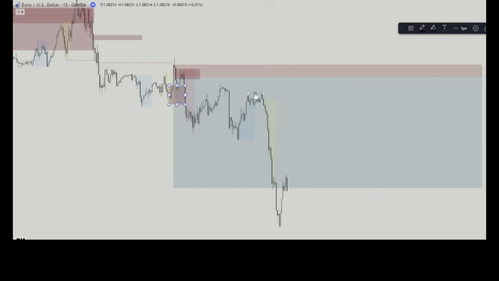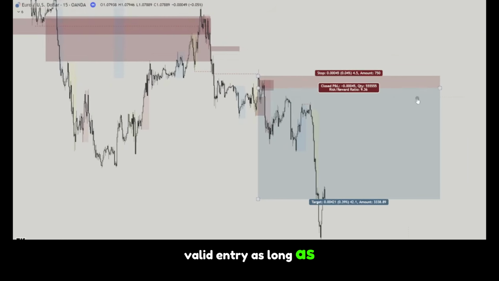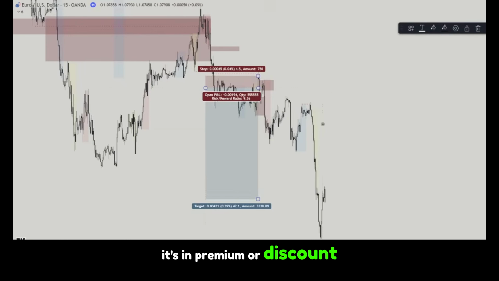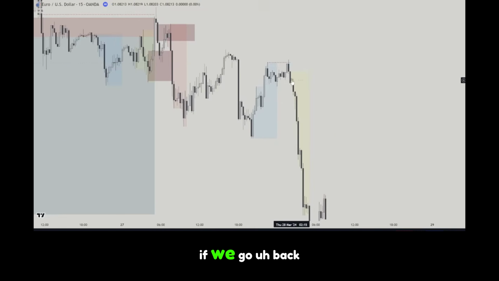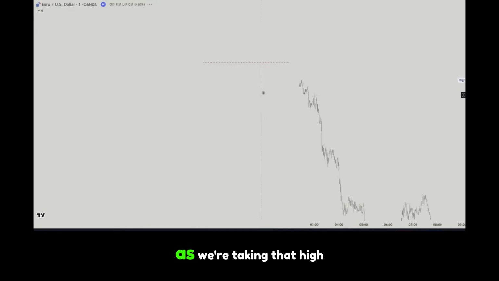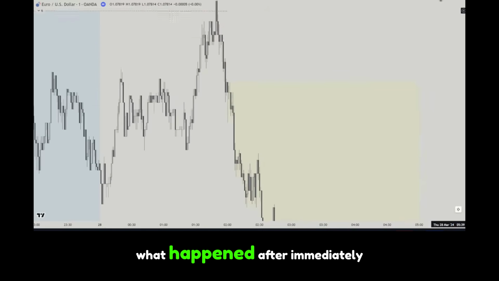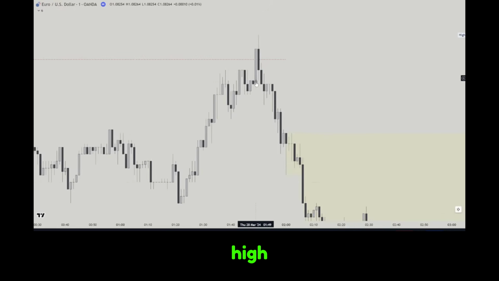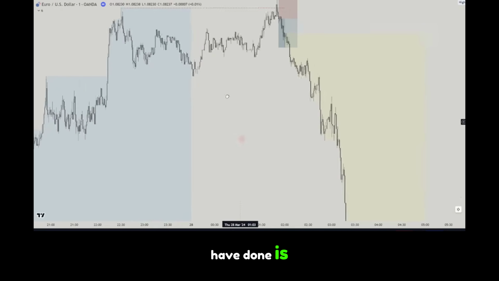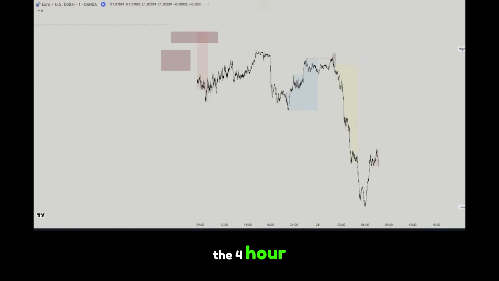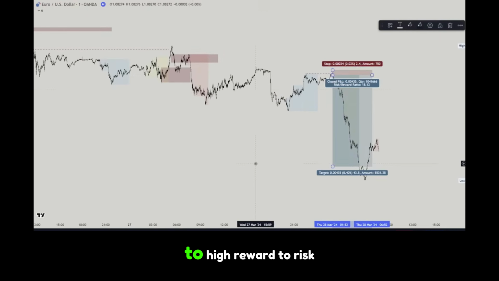And as we're coming lower, any high taken is a valid entry as long as it's in premium or discount, in this case in premium, and it's a valid high that is taken. So you see this one, if we go back to the 1 minute time frame, as we're taking that high of the Asian, what happened immediately after? You see, taking the high, that's your last bullish candle, closing below here. Even if you wouldn't want to enter based on this, you could enter on this displacement one. But this is a closure below, stop loss above the high. And then what we could have done is target the same target on the 4-hour. That's a huge one. And that's, again, the secret to high reward to risk.